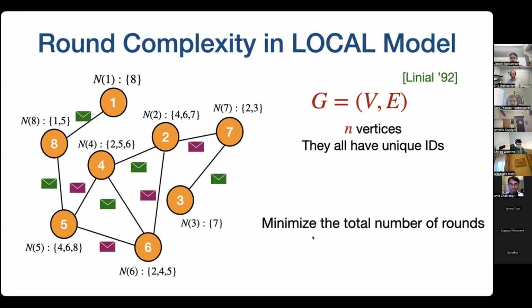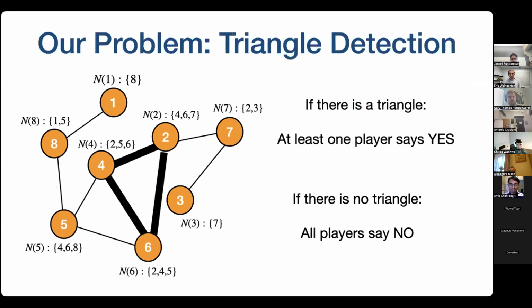And the main aim here is to just minimize the total number of rounds. And that's it. So we want to process this graph while not using too many rounds. So the specific problem we're going to be looking at is triangle detection. If the underlying graph has a triangle, we want at least one player to say yes. And if there's no triangle, we want all the players to say no. So this is a very simple problem.